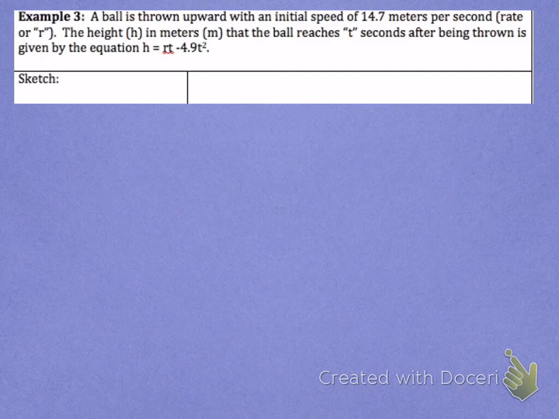So in example 3, we get a parabolic shape, which is pretty common for factoring possibilities and solving equations with factoring. So we have a ball being thrown upward with initial speed of 14.7 meters per second. That's the rate, or r, in this coming formula. The height, h in meters, and we don't really need the m because it does not apply in the formula, that the ball reaches t seconds, t for time, after being thrown, is given by the equation.